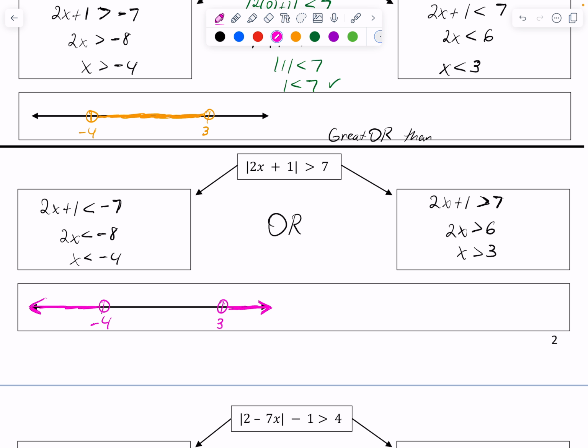So we'd have to plug in a value that's past each of those if we wanted to see a true statement. So I'll choose 6, right? 6 is to the right of 3. So that's going to be 12 plus 1. That's 13. The absolute value of 13 is 13. So that works. Okay? So that's how you do the greater than symbol.